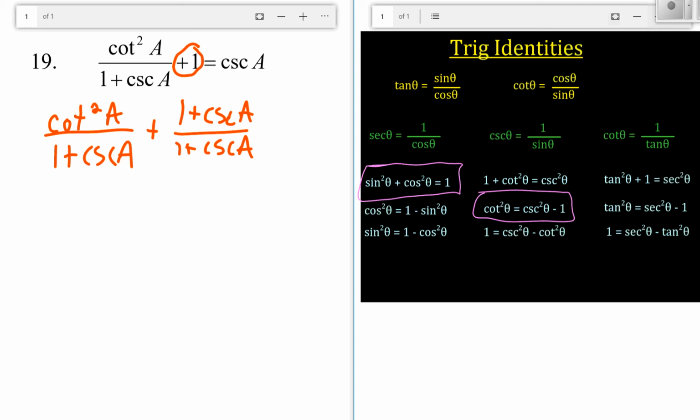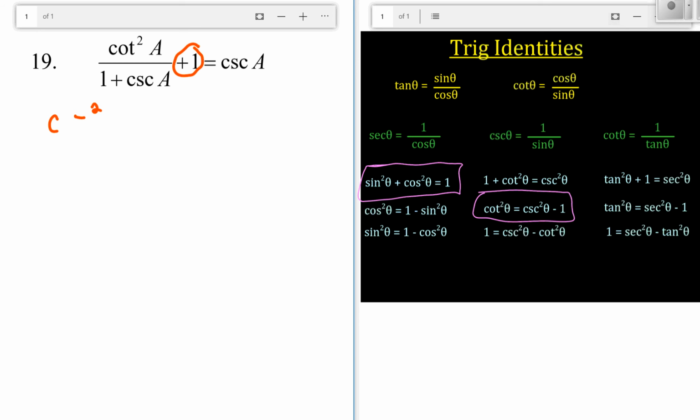What I'm going to do instead of getting a common denominator here is erase this. By the way, where I was starting with that one was actually a really good way to do it. It's just going to take maybe an extra step. So I'm going to change this cotangent squared a into cosecant squared a minus 1.